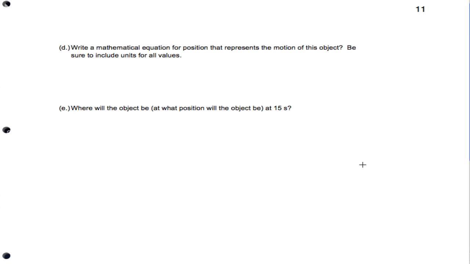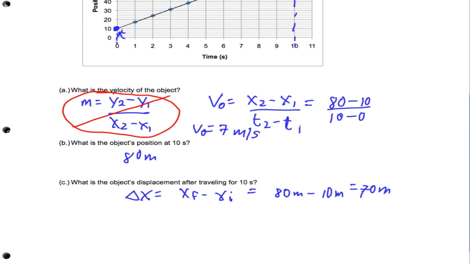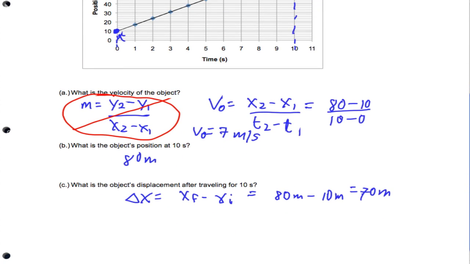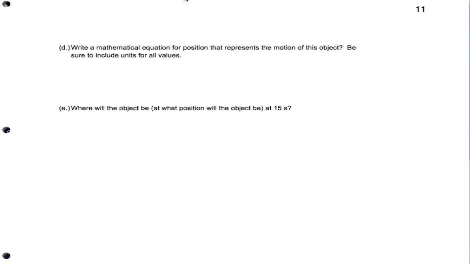Alright, so we're continuing our video solutions to exam number 1, and I wanted to make sure we were starting the first full response problem. And we're going to go ahead and finish it on the next page. And the next question says, write the mathematical equation that represents the position of this object.